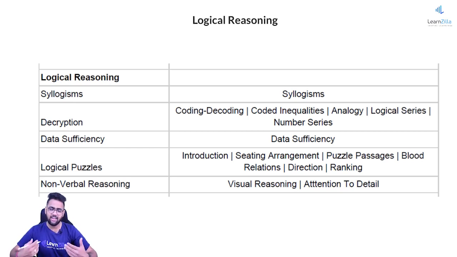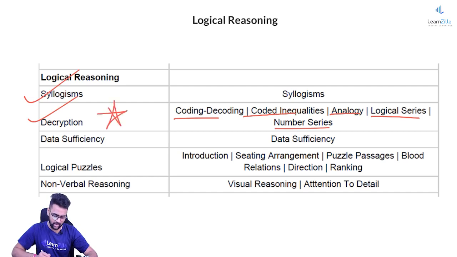Let's have a look at how we have segregated the topics in the app for the LR section. So we have a syllogism section. This is a guarantee question. If this is part of your syllabus for any exam, you can take it for granted that you have 4 or 5 questions on syllogisms. Then we have decryption, where we have coding, decoding, coded inequalities, analogies, logical series, and number series. This is a very high weightage topic because all the topics are very important in this. Logical series will include letter series, word series, and all.